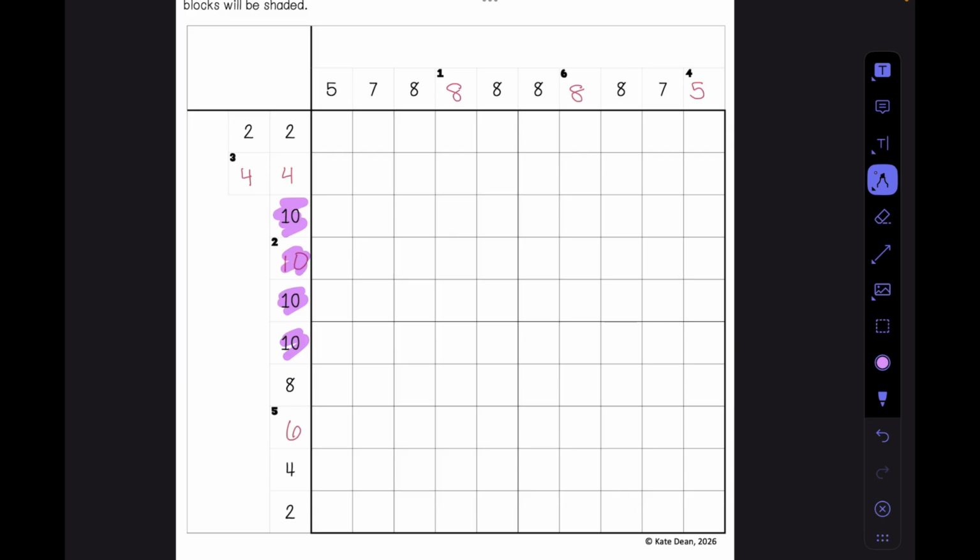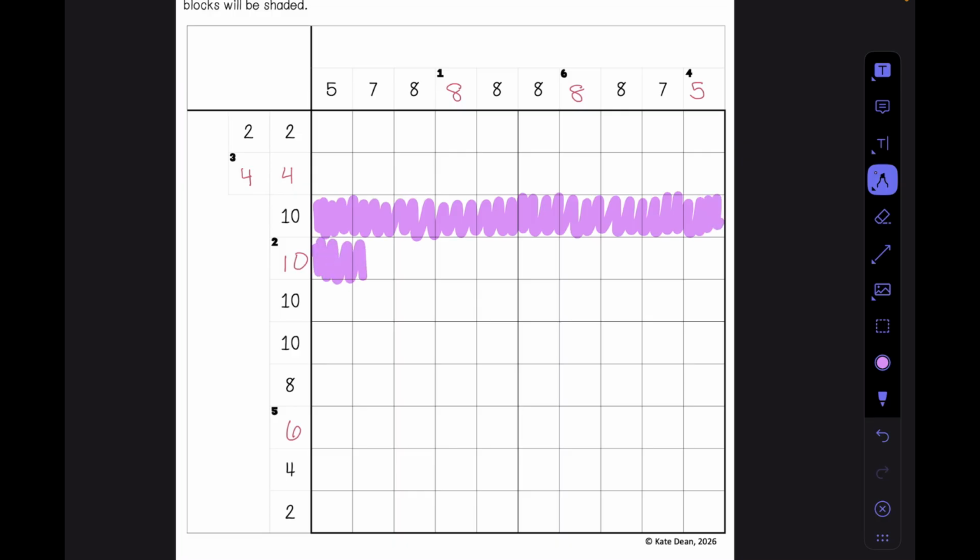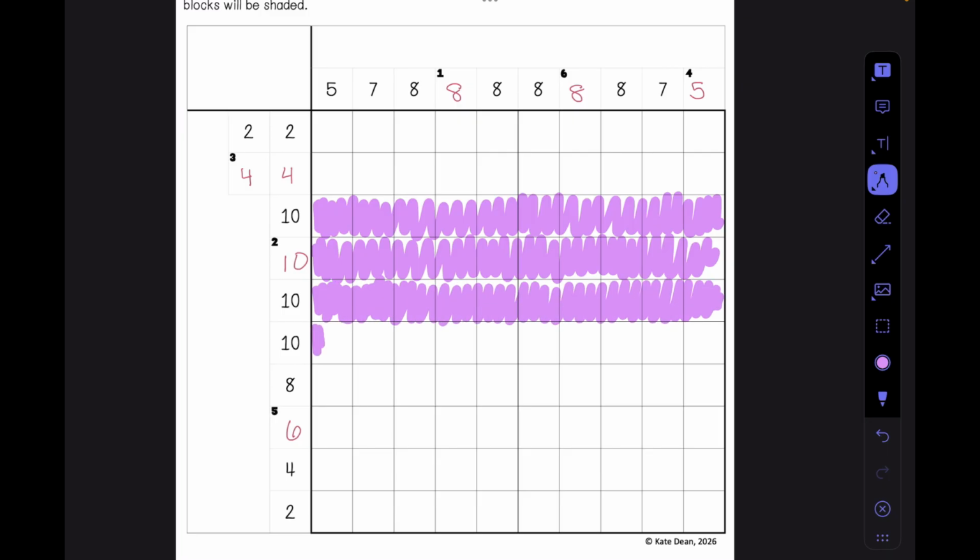these are all 10. So I know because my blocks are 10 across, all 10 of these are going to be filled in. And the same with these, as well as the next two. So that's a good starting point for students when they're working on this. Find the ones that absolutely have to be filled all the way across.